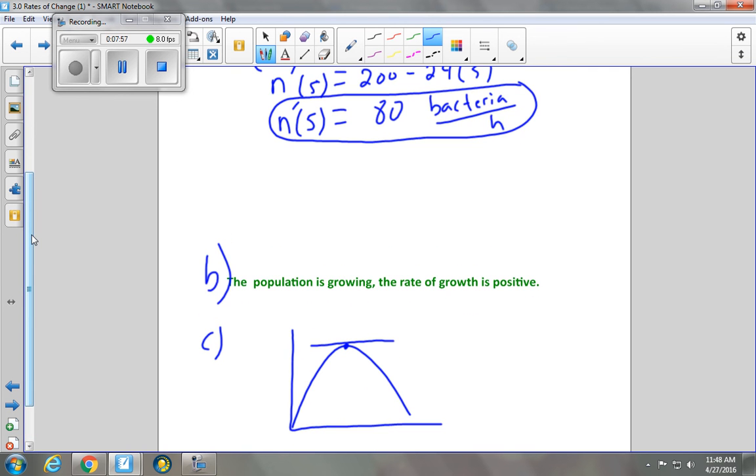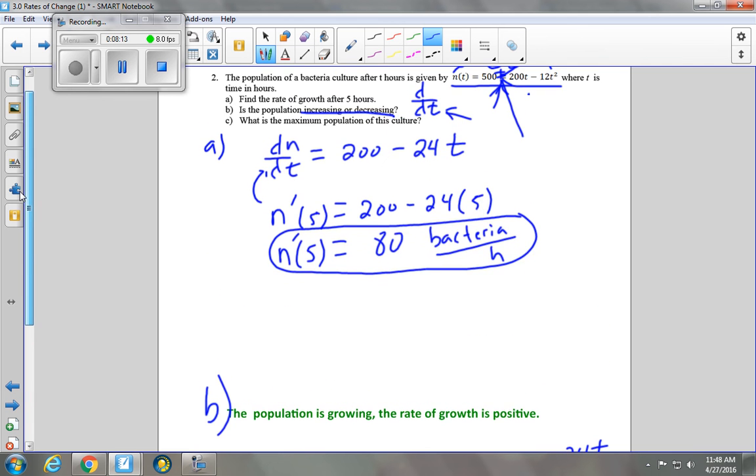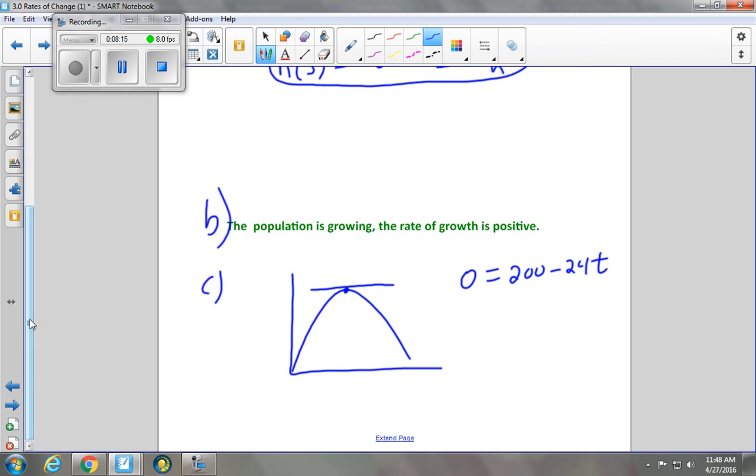So that's going to be 0 is equal to 200 minus 24t. Now we can find the time. But then the question says, what is the max population? So as soon as we find the time, we're going to plug t back into the original, right? If you solve for t there, we end up with t equal to 25 over 3 hours.